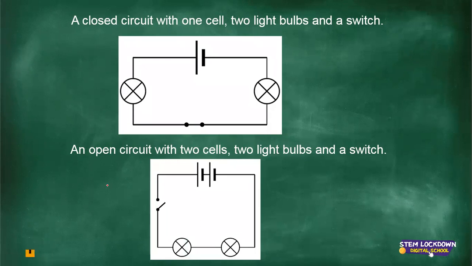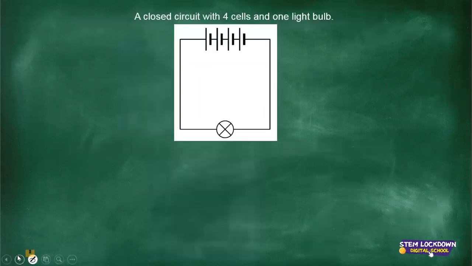So it doesn't always have to be the same. You can put your light bulbs anywhere, as long as you fulfill the requirements of what they asked you. So here is a closed circuit, and here is an open circuit. Okay.